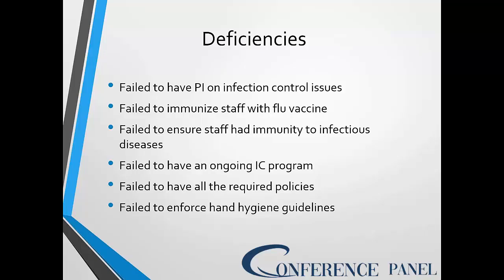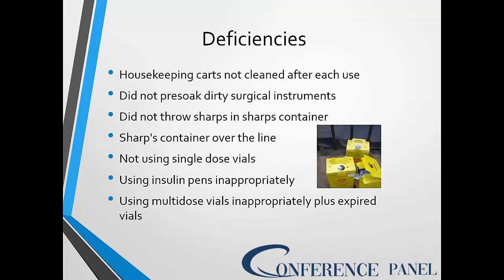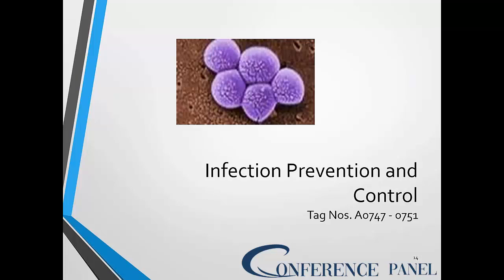They didn't have performance improvement on infection control issues. They weren't cleaning glucometers or the nebulizer between uses. They didn't pre-soak dirty surgical equipment so it could be properly sterilized and then repackaged. So I'm going to start right off with infection prevention and control. I have the tag numbers. A means that is your Appendix A for acutes. I'll get to criticals in just a bit. But let's start with Appendix A.